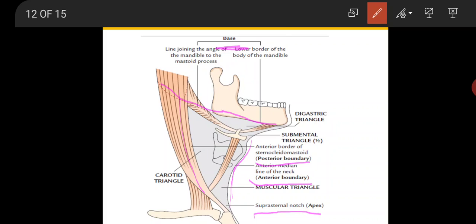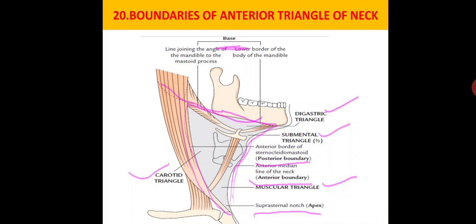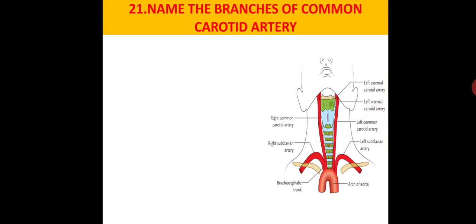So this is about the anterior triangle of the neck. The anterior triangle of the neck is again divided into triangles: digastric triangle, submental triangle, muscular triangle and carotid triangle. So there are 4 triangles present in the anterior triangle of the neck. So this is about the boundaries of the anterior triangle of the neck.